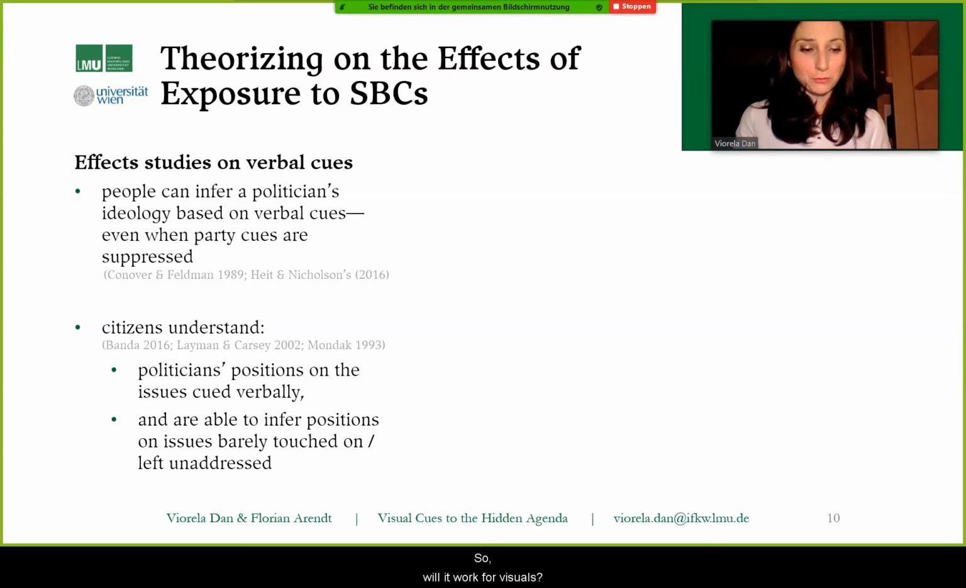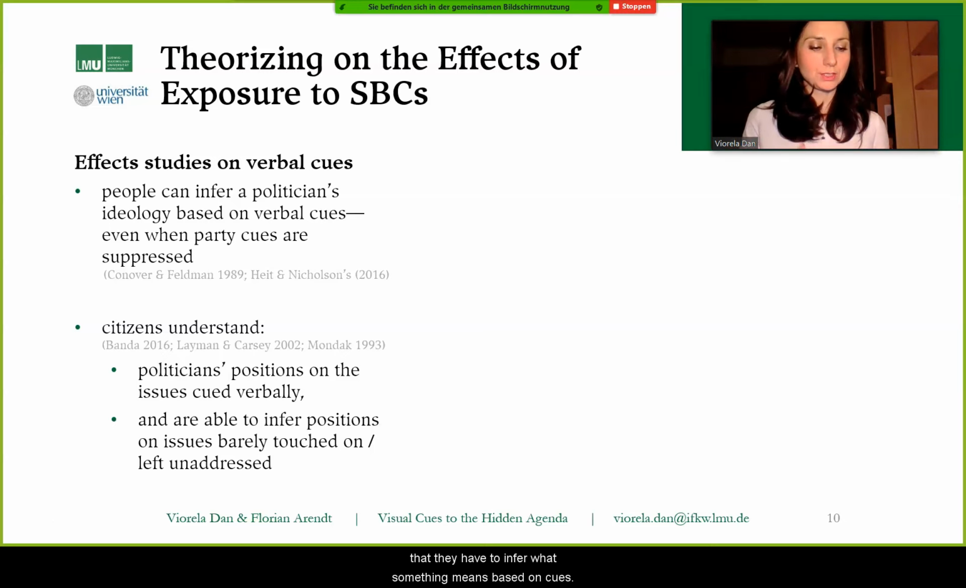So, will it work for visuals? On the one hand, you have the ambiguity of visuals, so the fact that they are not explicit and that they can be interpreted in various ways. On the other hand, we know that visuals are processed without much effort, so automatically, and that it's up to viewers to co-construct the meaning of visuals, meaning that they have to infer what something means based on cues. Since their participation is needed, effects might actually be stronger once the cues are being encoded.